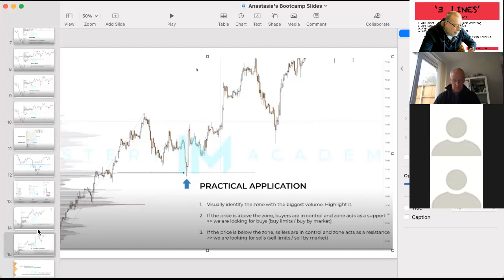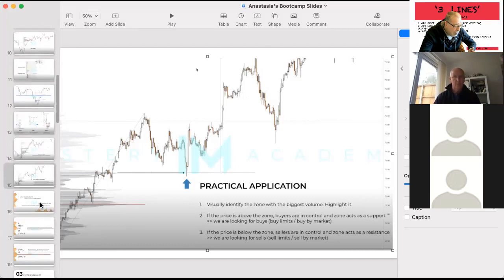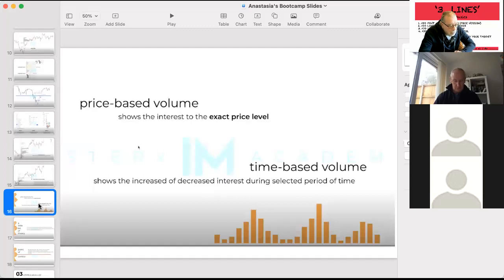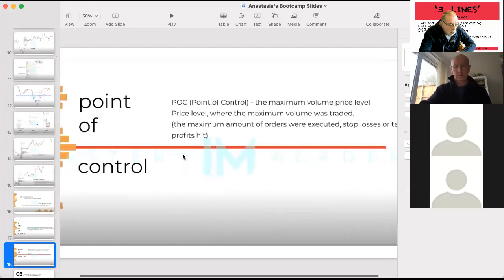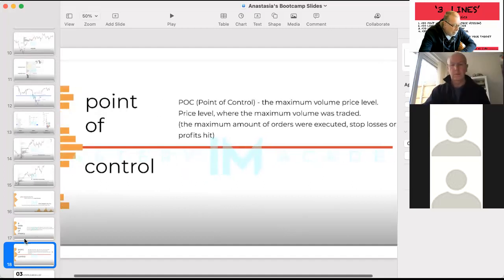So this will become clearer as we go through. She's just reiterating here what the difference is between the two volumes. You've got the time-based volume, which runs along the bottom, and price-based volume. So we don't need to dwell on that. Horizontal volume represents the interest of traders to a certain price level, taking into account all transactions executed, buys and sells during the selected period of time. And the point of control is where maximum volume happened.